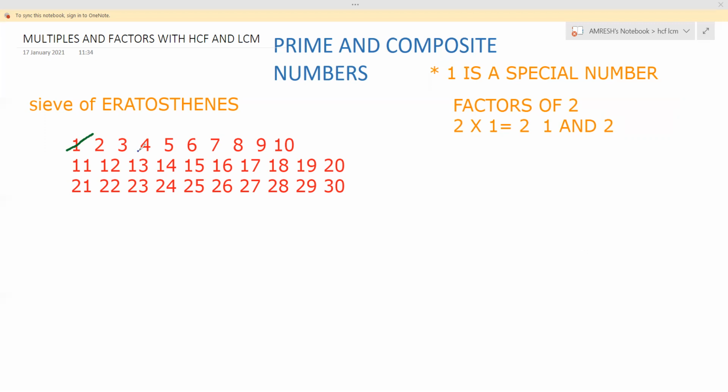All the multiples. 4 is a multiple of 2, 6 also. But 2 you do not cross out, because remember, 2 is the only even prime number. So don't cross out 2.